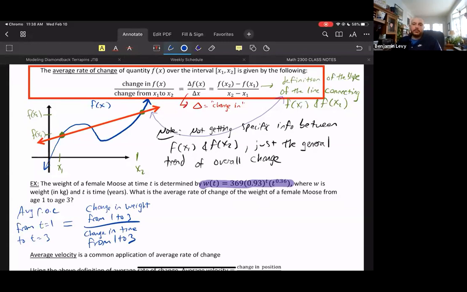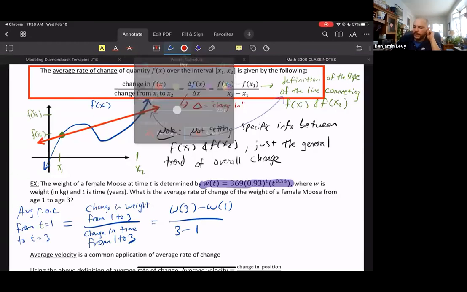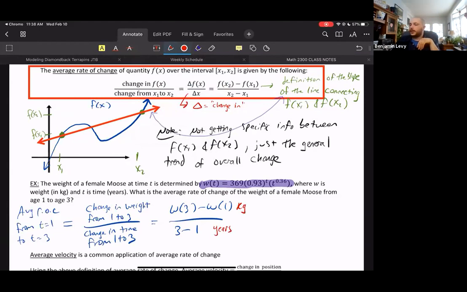Okay, so the change in weight, we just plug those function values in, right? So we're going to do this kind of thing up here. We're just plugging the function values in. And so we're going to do W of 3 minus W of 1 over 3 minus 1, right? So on the top, we're plugging things into the function. On the bottom, we're just subtracting the inputs. And note, we want to have a unit here. So it's helpful to note that on the top, we have kilograms, and on the bottom, we have years. Because that just shows us that the unit's going to end up being kilograms per year.